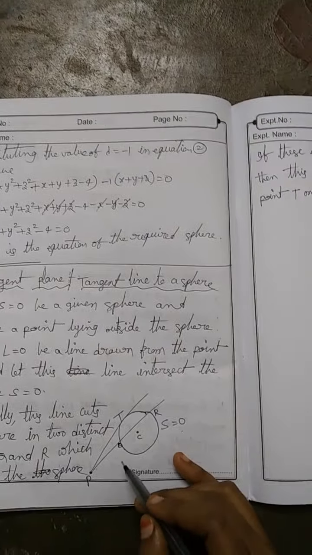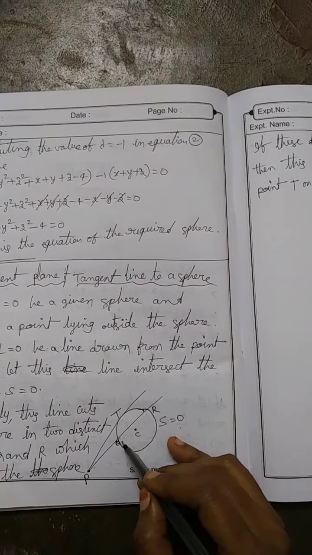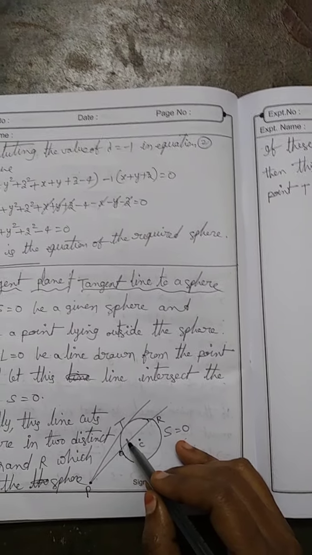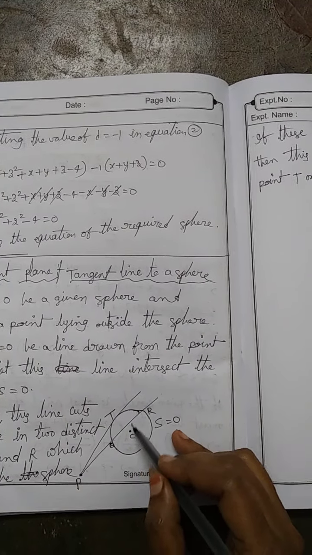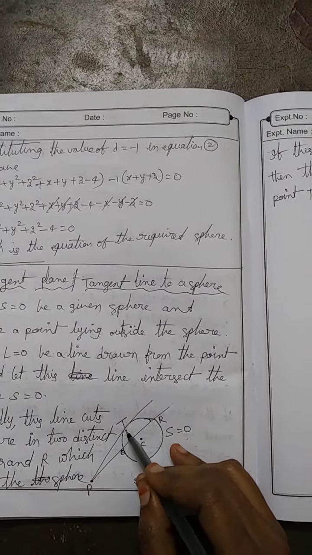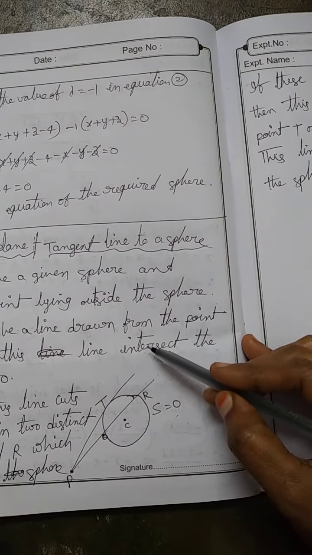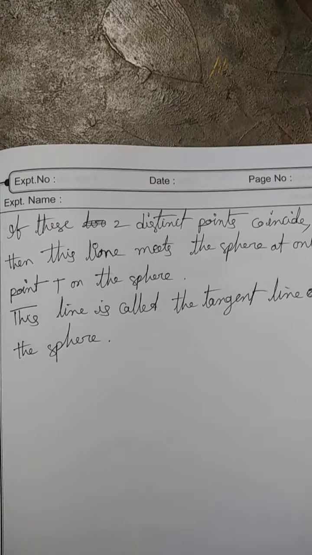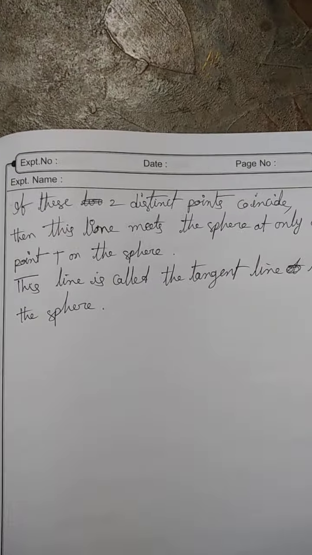If these two points coincide, then the line meets the sphere at only one point, that is T. Then this line is called a tangent line.